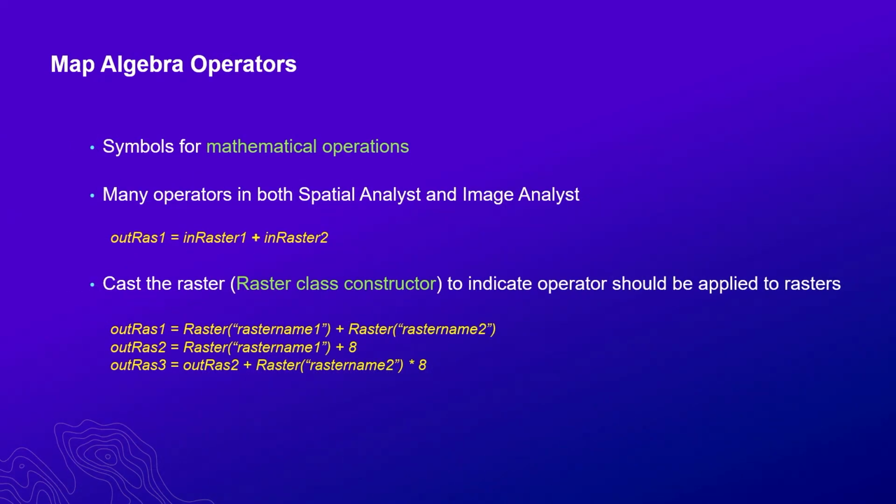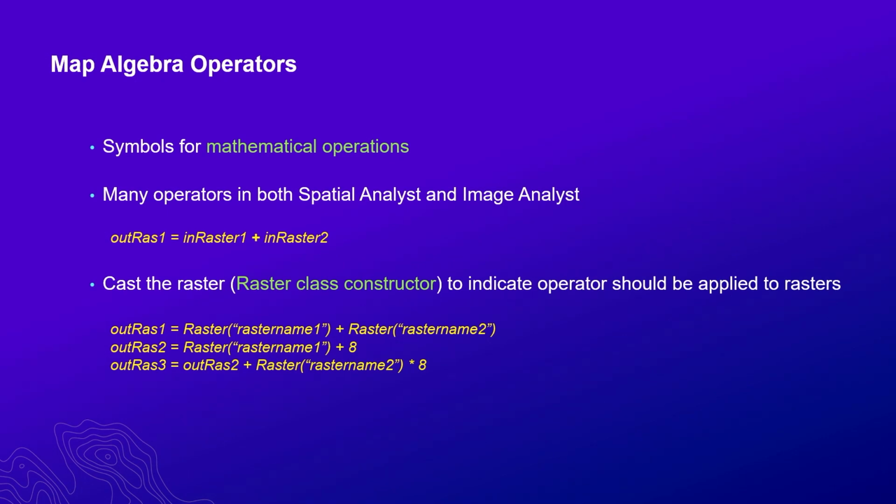As we said, you can use operators. So what are operators? All those mathematical operators that let you add two rasters or do something similar. Many operators are available in the IA and SA modules. Now you can specify them and write a simple expression to do what you want to do.